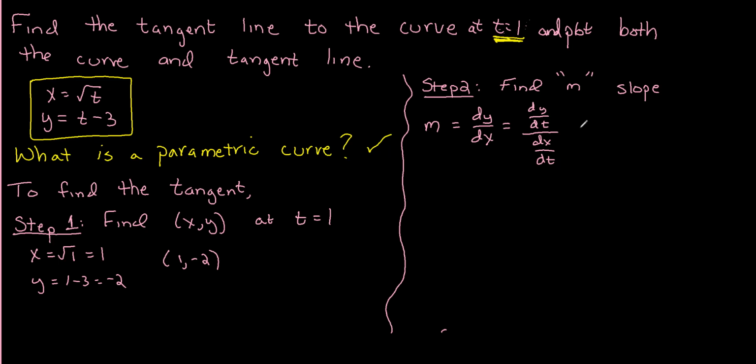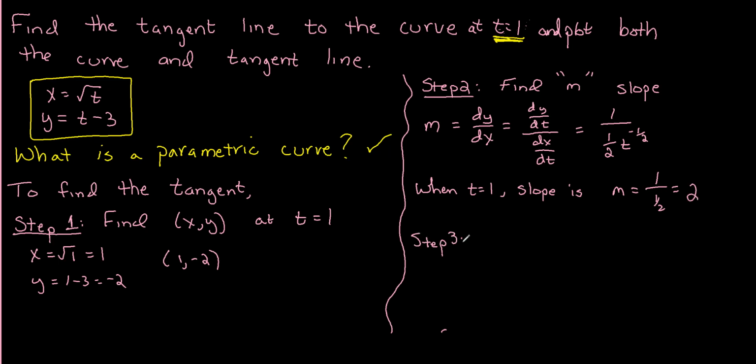First of all, dy/dt is just going to be 1, and dx/dt, the derivative of the square root function, is going to be 1/2 t to the negative 1/2 power. You could simplify it, but I'm not too worried about that right now. So when t equals 1, our slope is m equals 1 over 1/2, which is 2. Lastly, your third step is to write the equation of the tangent line.